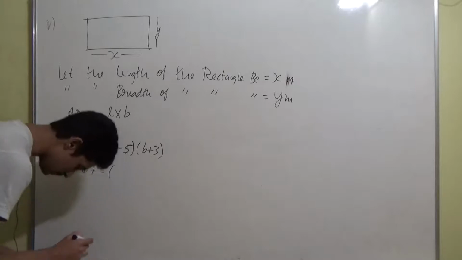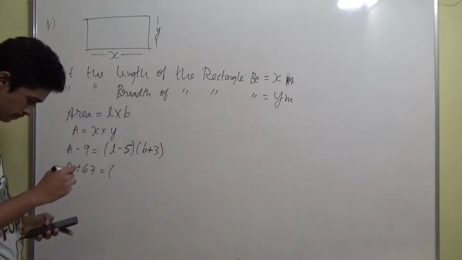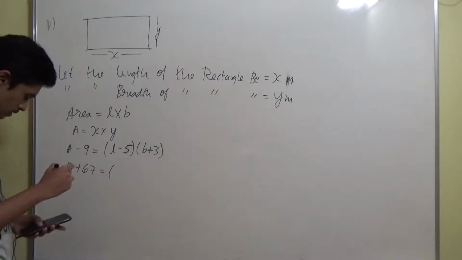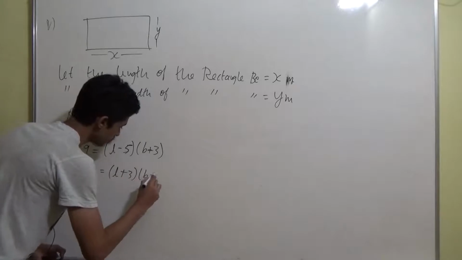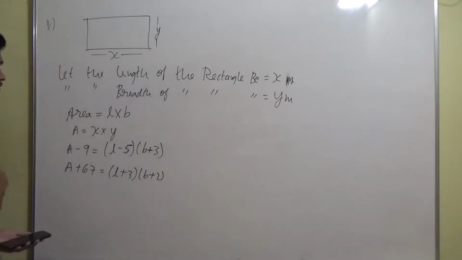When length is increased by 3 units and breadth is increased by 2 units, that time what happens? Area gets increased by 67 units, right? Now you have to find the length and breadth, correct?